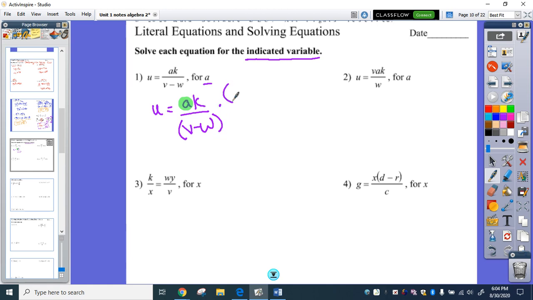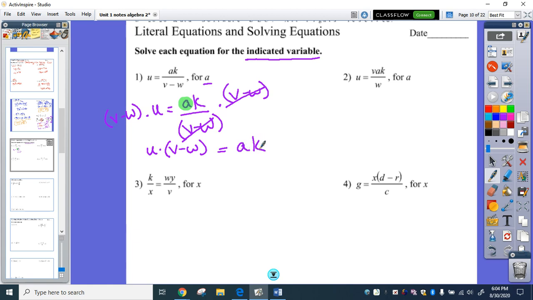We are going to multiply both sides of this equation because remember, in algebra, what you do to one side of an equation, you must do to both. If I multiply the right side by V minus W, the denominator will disappear. That leaves me with this over here. So I'm going to rewrite the problem as U times parentheses V minus W equals AK.